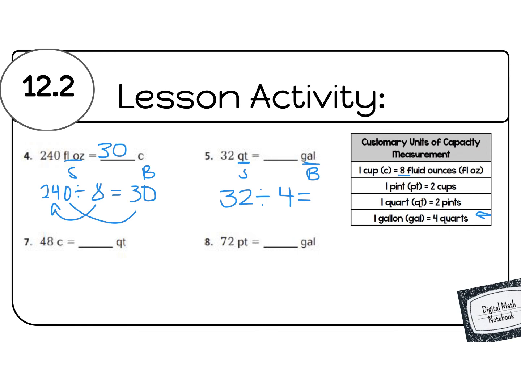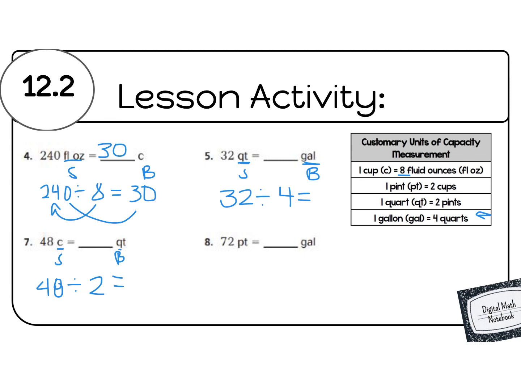In the next problem, we're going from cups to quarts. Cups are smaller than quarts, so we're going from small to big, from fly to horse. So we are going to divide. So let's look at our chart. How many cups are in a quart? That would be 2. So that's 48 divided by 2.